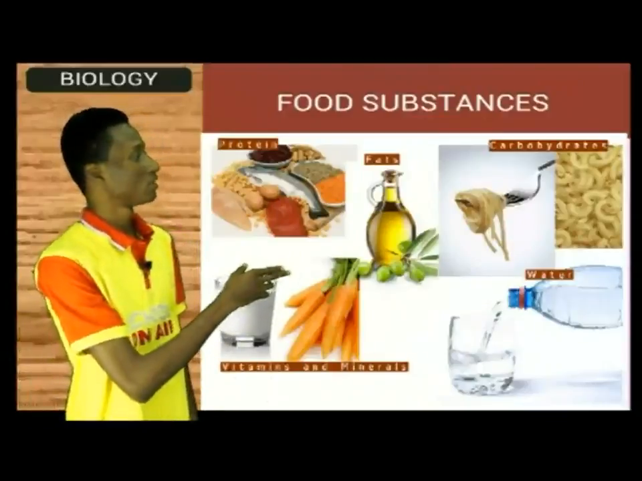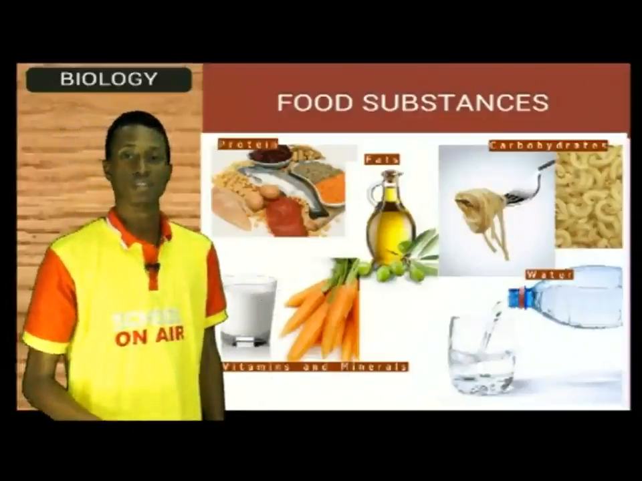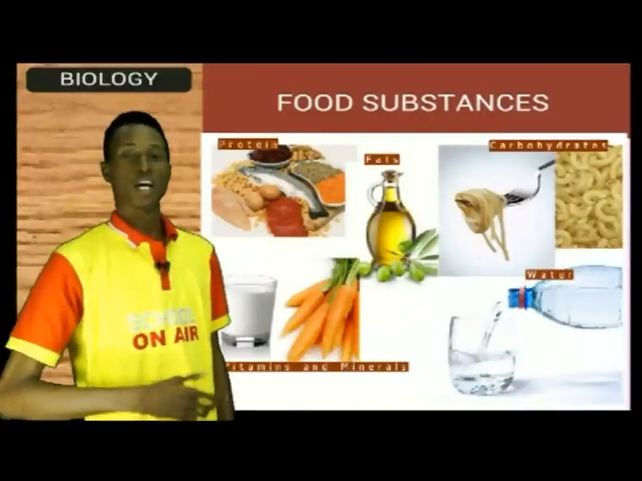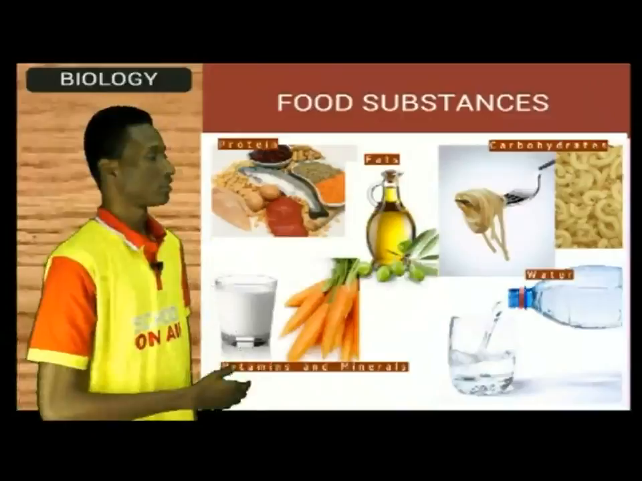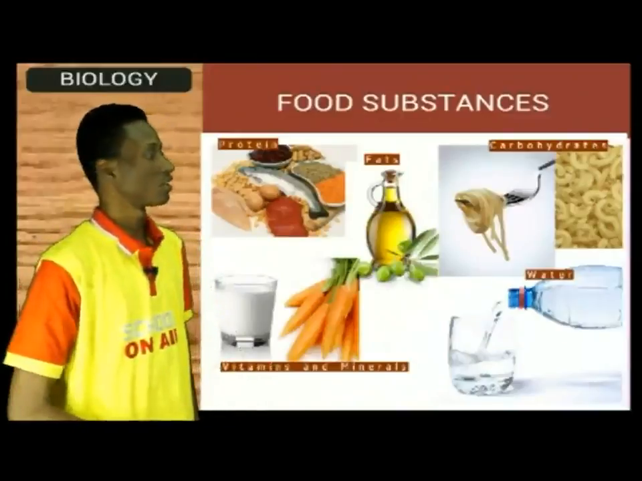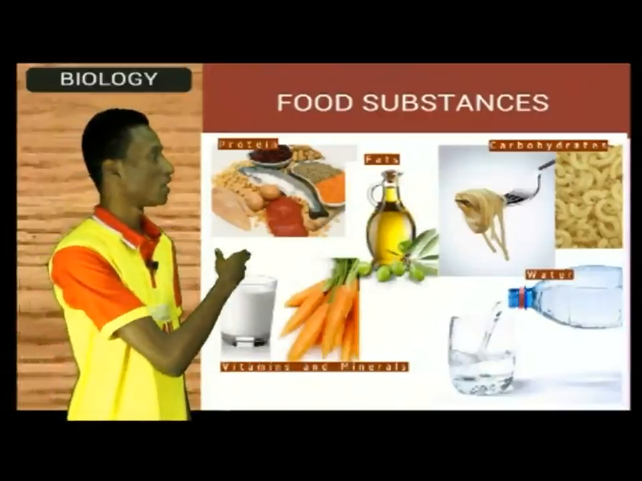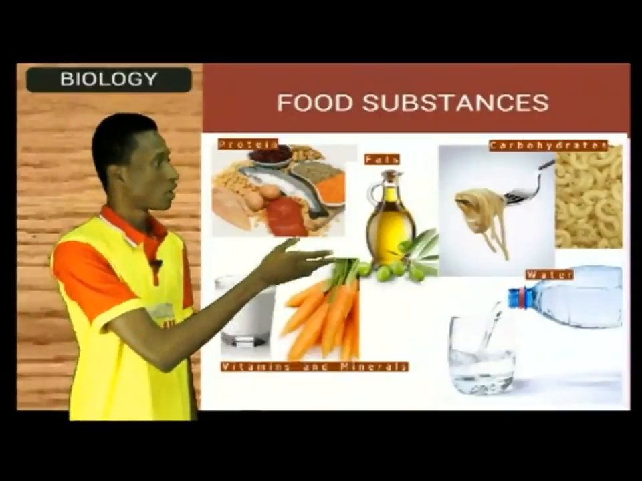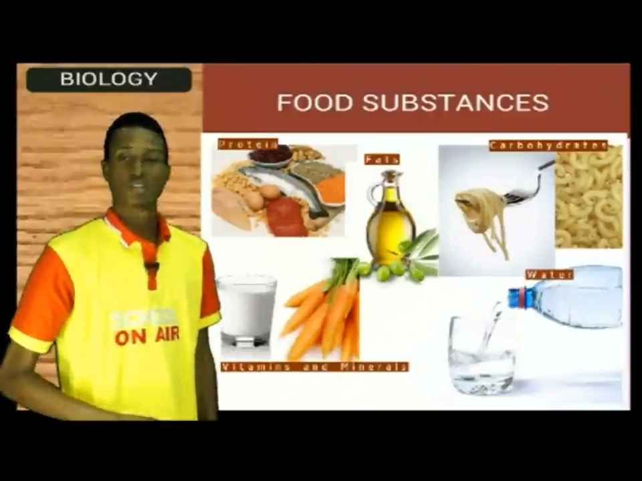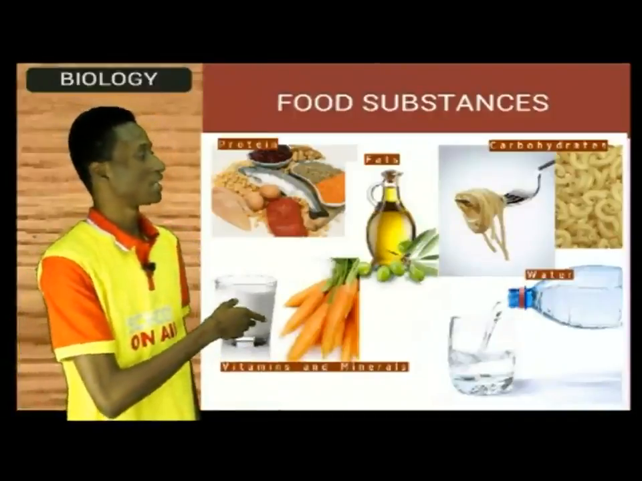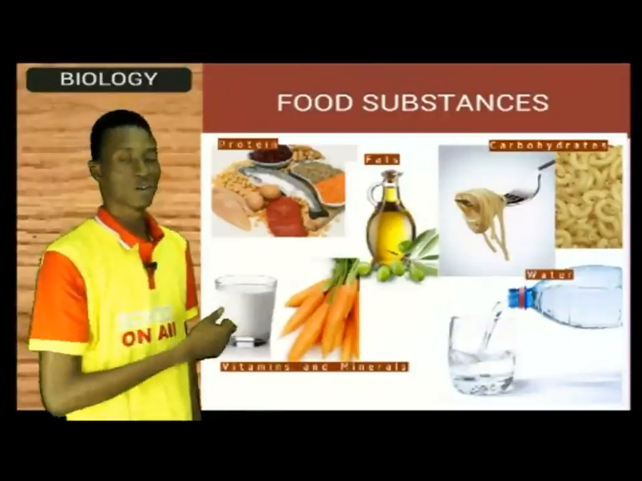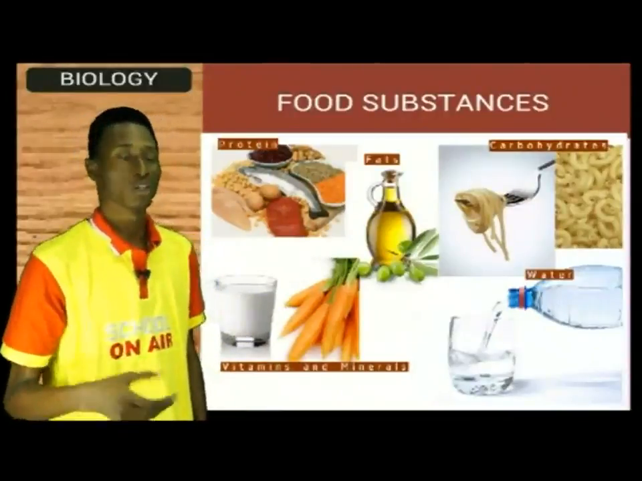For protein, we have foods like beans, meat, chicken, egg, all the normal foods that we eat that contain amino acids and can be broken down to give us energy and strength. For fats and oil, I'm sure we've heard about vegetable oil. For carbohydrates, we can see spaghetti. And for vitamins and minerals, these are the types of foods that give us supplements. Vitamins and minerals are contained in the fruits and vegetables that we consume.